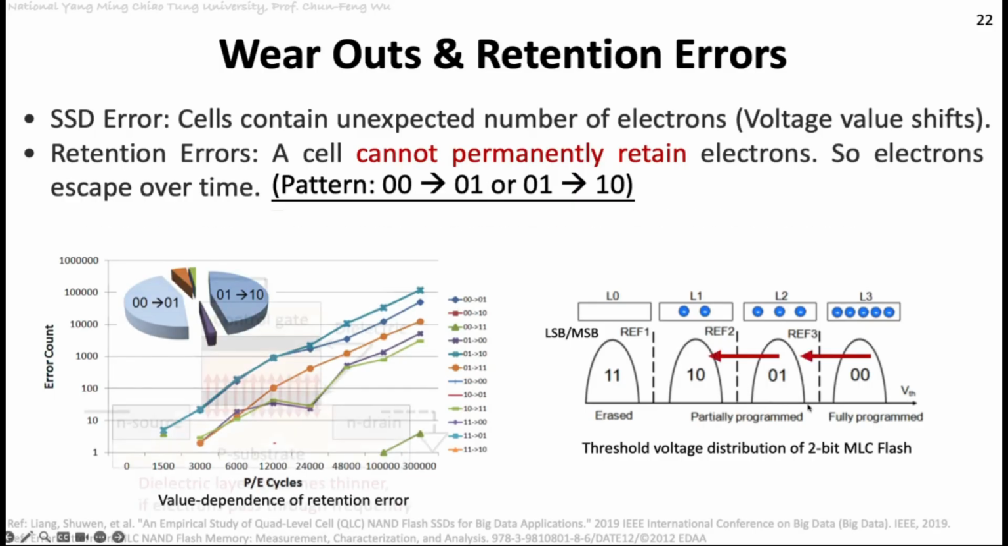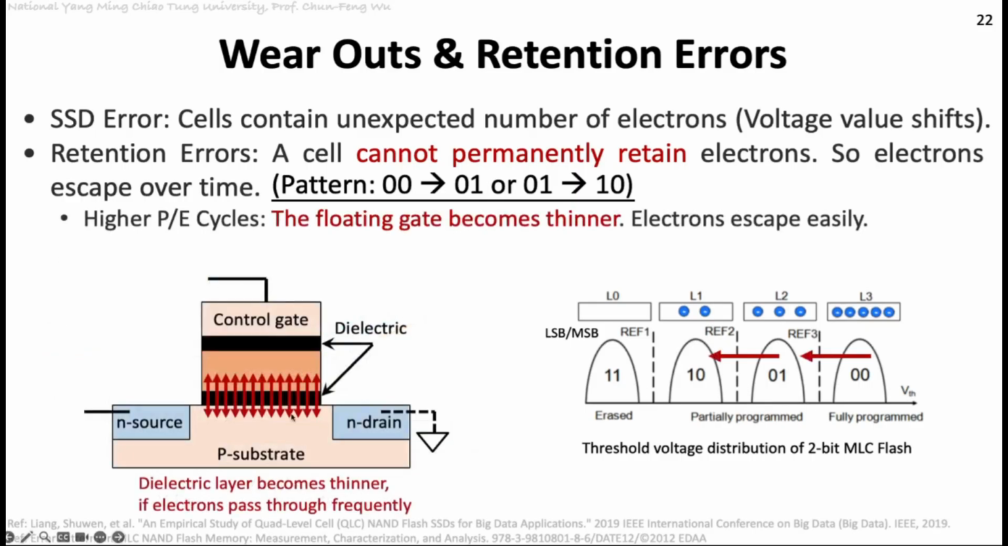Okay, so this is what I was saying: if you have higher P/E cycles, meaning you program and erase a lot of data here, these layers will become thinner, and one day they are not able to retain the electrons.